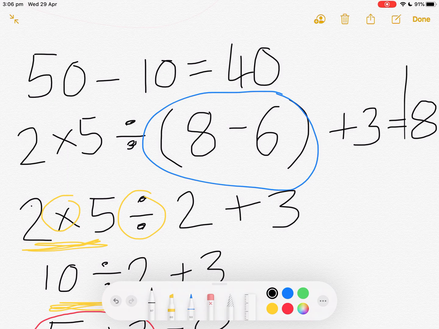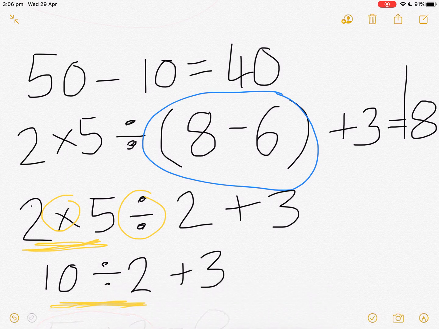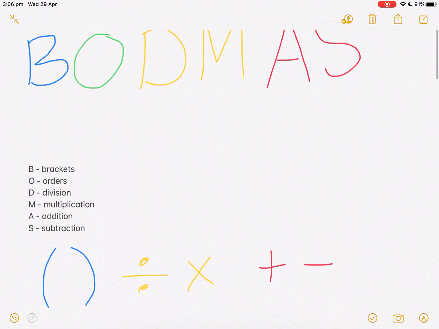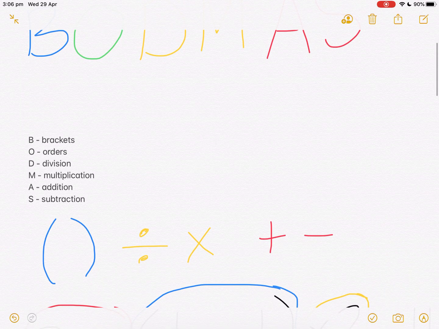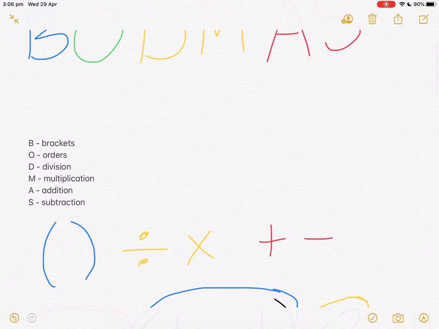Just remember the acronym that helps you know the order of your operations. Brackets first, then orders, which we don't have to worry about for now. Division or multiplication, they are the second most important thing, whichever one comes first. And then addition or subtraction, whichever one comes first.